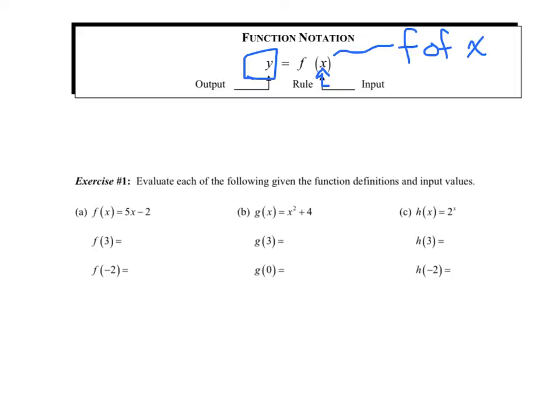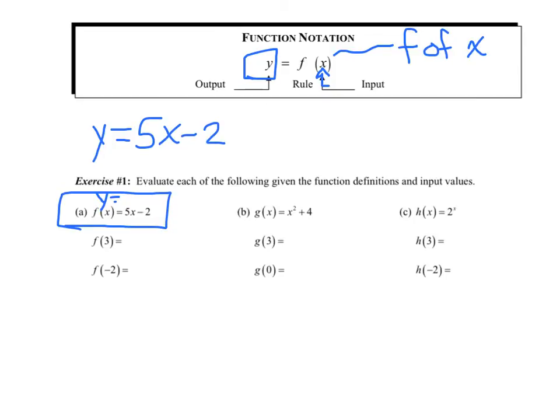So exercise 1, evaluate each of the following given the definitions and input values. So here's the function, f of x equals 5x minus 2. Now remember, this is like saying y equals. You just got to get that in your head. F of x is our function notation for y equals. So I'm basically saying y equals 5x minus 2. And I want to find f of 3.